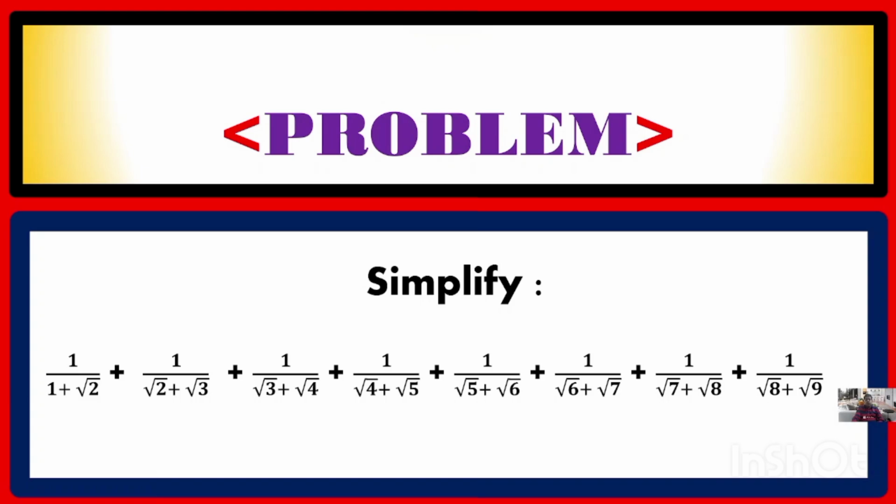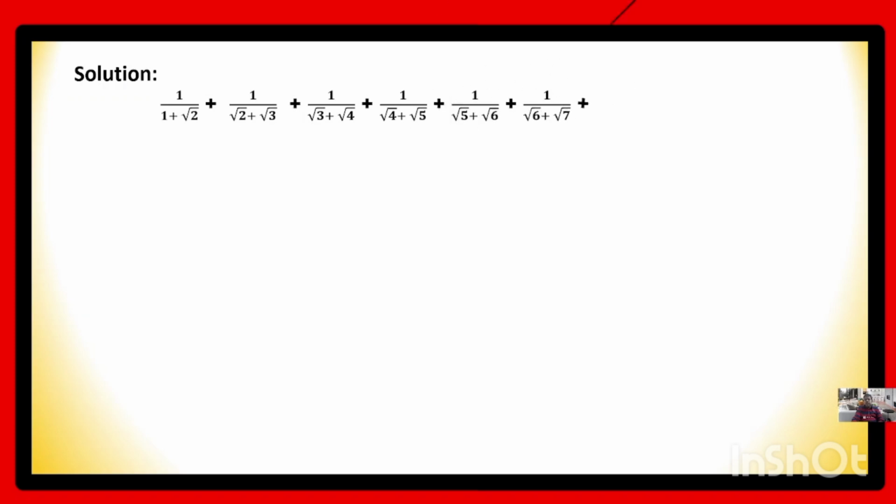Yes, so let's look at the solution here. Once again, this is the expression. The same given expression. You see here the first term is 1 upon 1 plus root 2, and the denominator is 1 plus root 2.